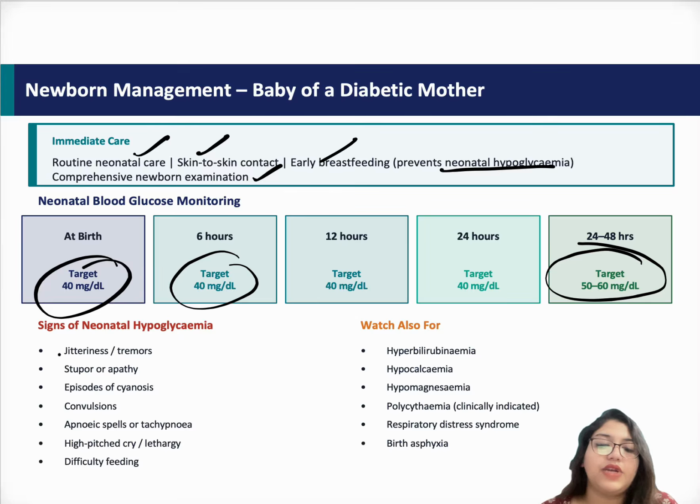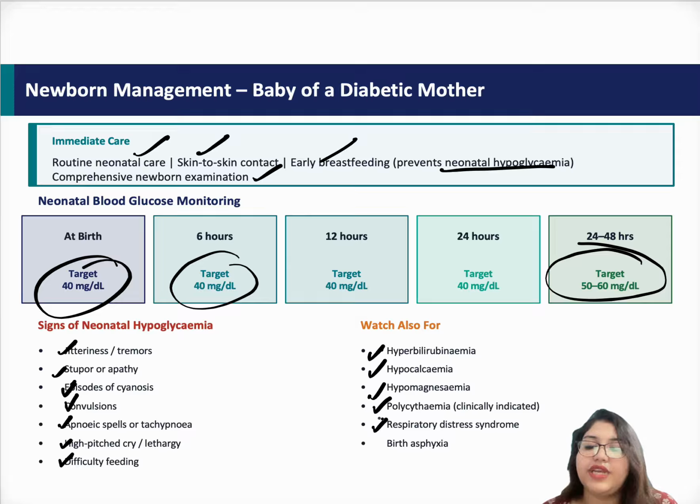Signs of neonatal hypoglycemia: jitteriness, stupor, apathy, episodes of cyanosis, convulsions, apnea spells or tachypnea, high-pitched cry or lethargy, difficulty feeding. Watch out for hyperbilirubinemia, hypocalcemia, hypomagnesemia, polycythemia, respiratory distress syndrome and birth asphyxia.